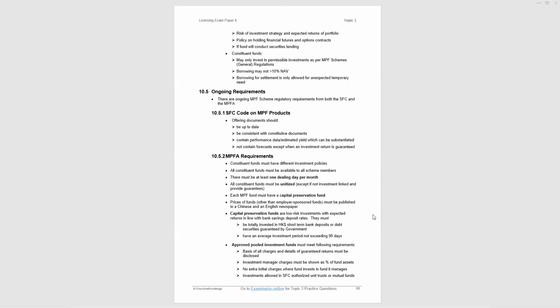And through that process, you will build up your short-term memory in terms of the detail of topic 3, paper 6. And as it says at the bottom of the page, I would strongly recommend that you go to Examinator.online, paper 6, and do the topic 3 practice questions, of which there are many, many questions. So good luck with topic 3.